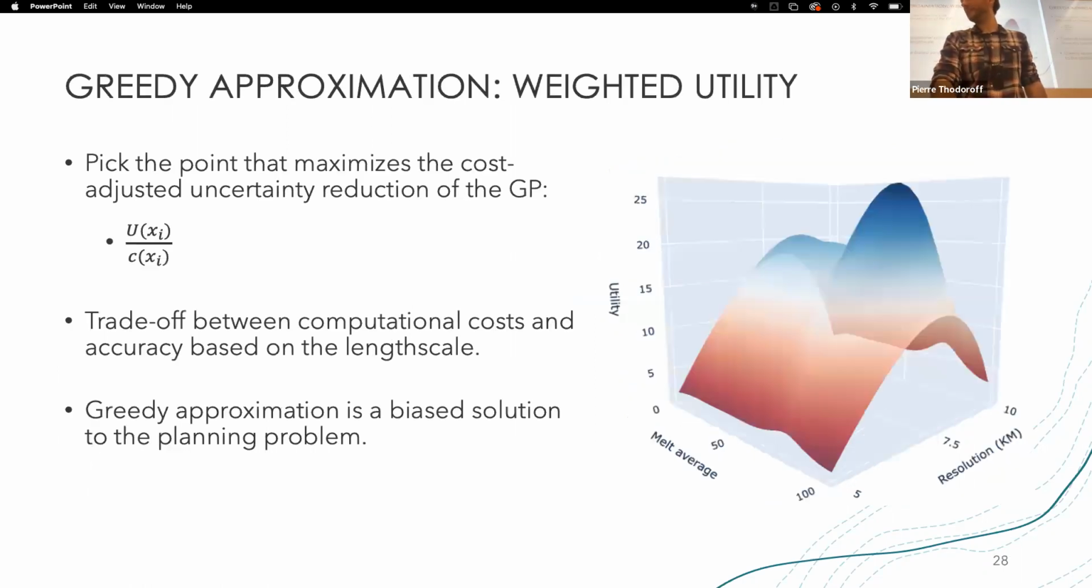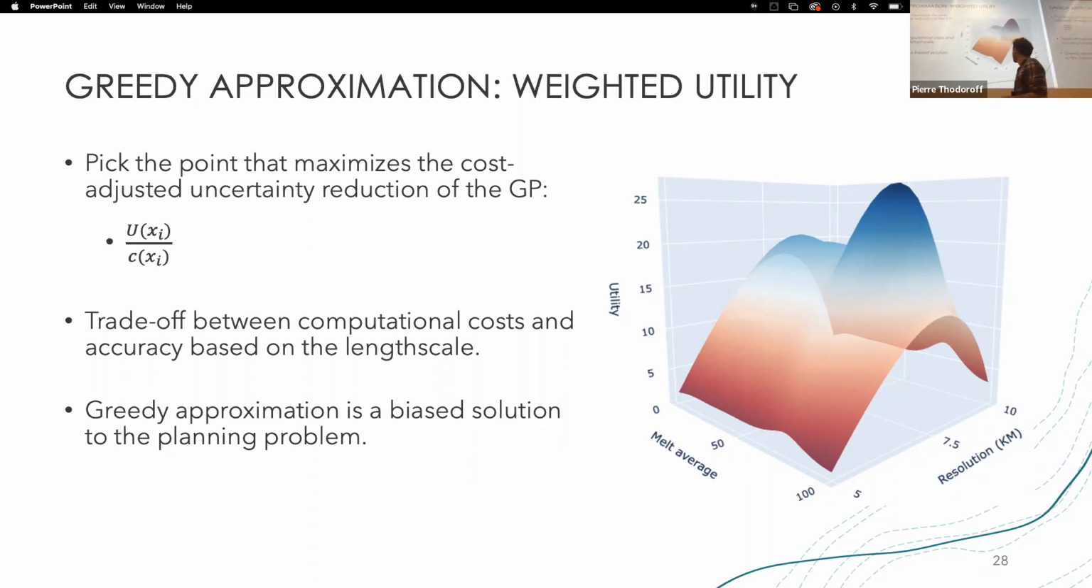All right. So what is the first thing you would do? The first thing you would do is you would take the utility of each of the points and you would divide it by its cost. Simple, right? Or some kind of normalized version of the cost. And what it would give you is some kind of scaled surface where depending on how expensive each of the simulations is, it's going to tilt your surface towards an optimum.